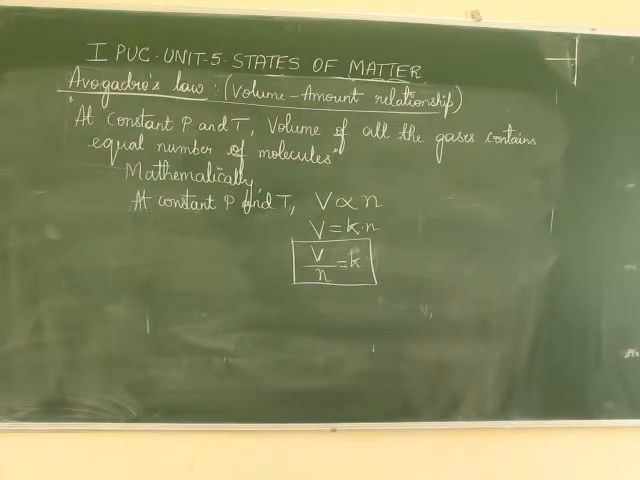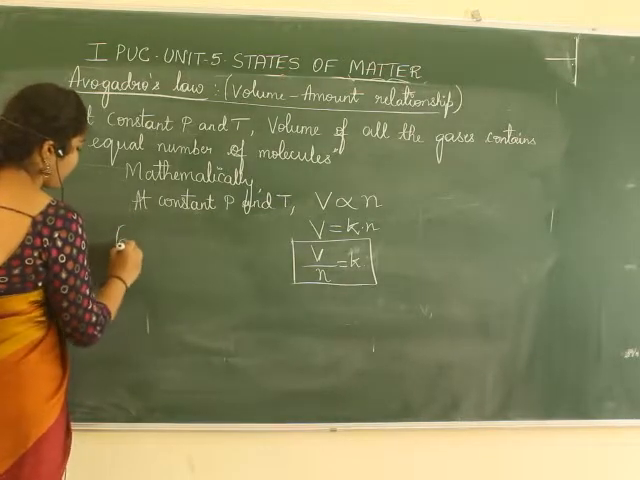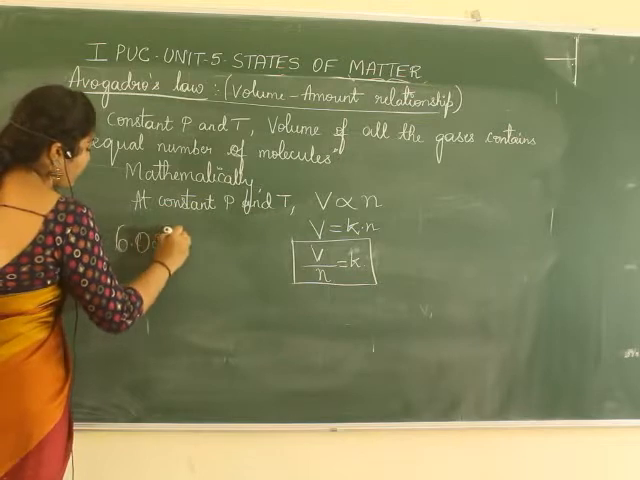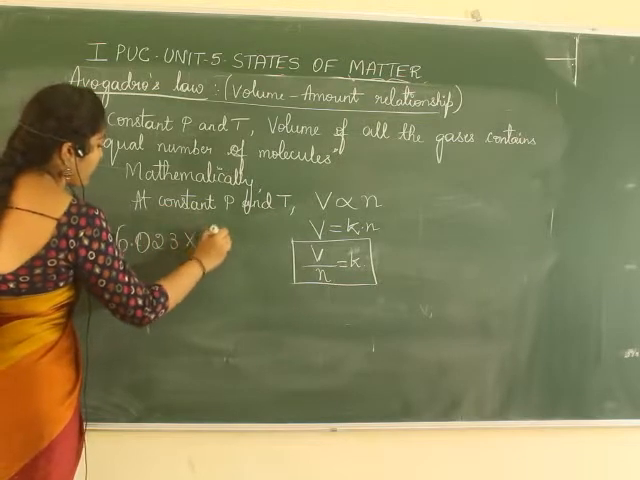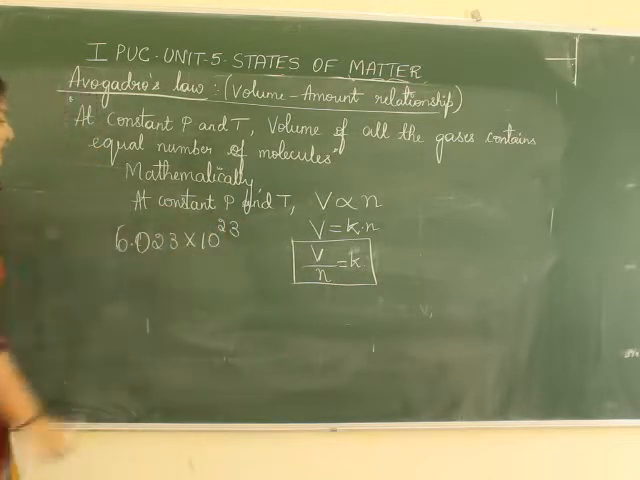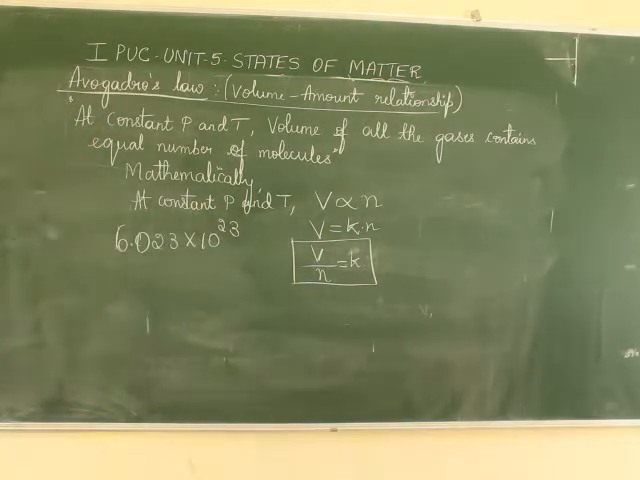You should know the value for Avogadro's constant. Avogadro's constant value is 6.023 into 10 to the power 23, which is called Avogadro's constant.